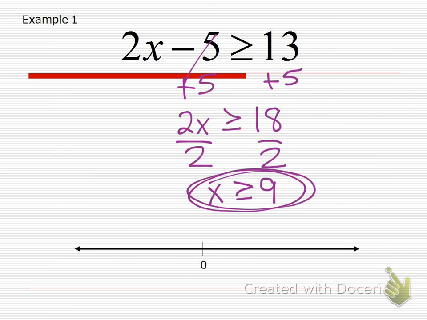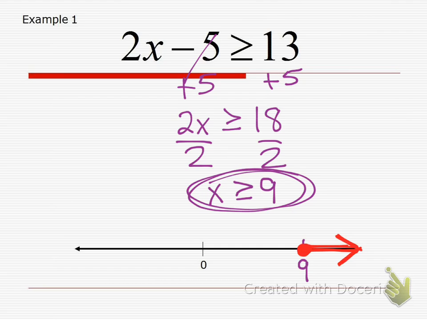That is my solution. So I want to show on my number line everywhere where x is greater than or equal to 9. So 9 would be right about here. I am going to use a closed-in circle because it is an or equal to. And then numbers that are greater than 9 are to the right of 9 on the number line.